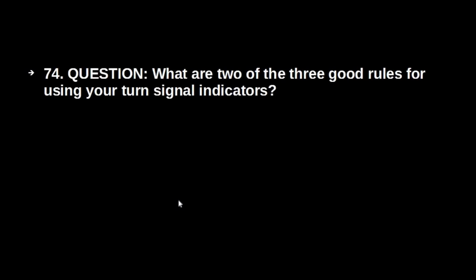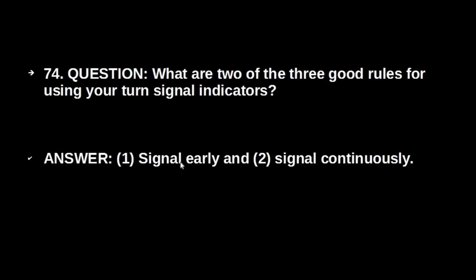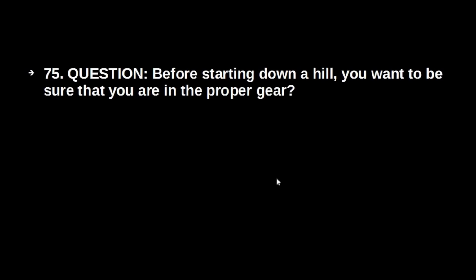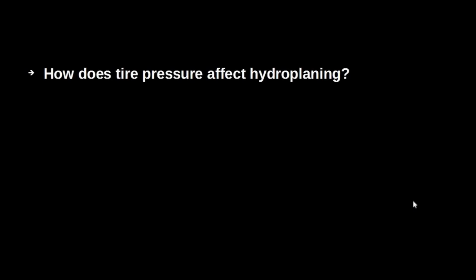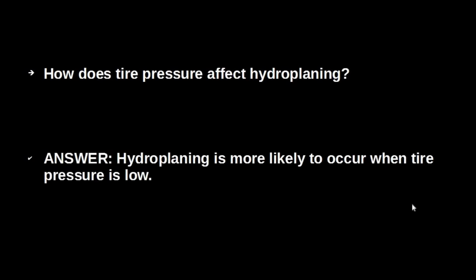What are 2 of the 3 good rules for using your turn indicators or your turn signal indicators? Signal early and signal continuously. Before starting down a hill, you want to be sure that you are in the proper gear. You downshift before starting down the hill. How does tire pressure affect hydroplaning? Hydroplaning is more likely to occur when tire pressure is low.